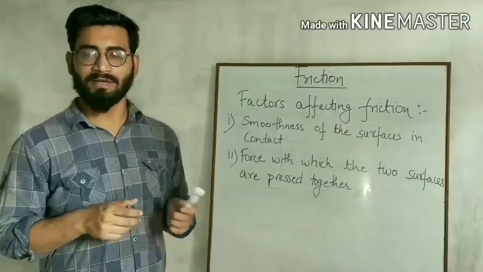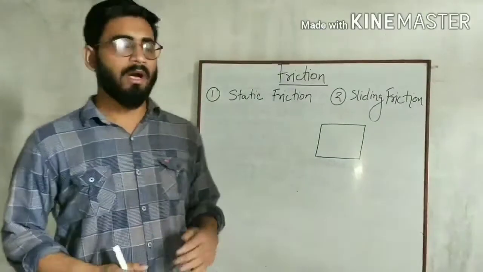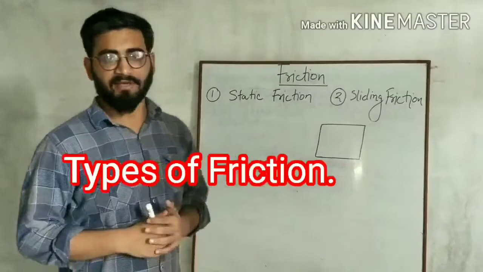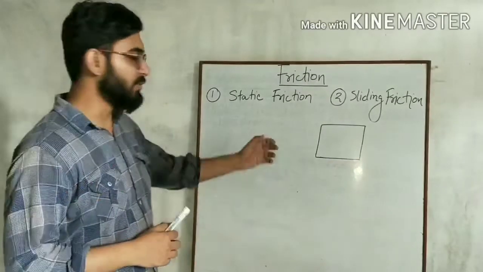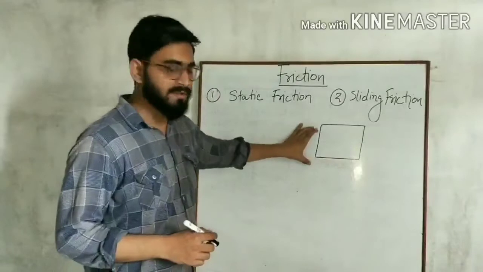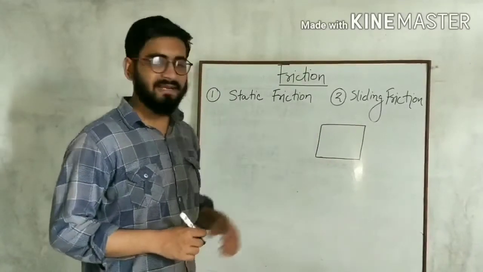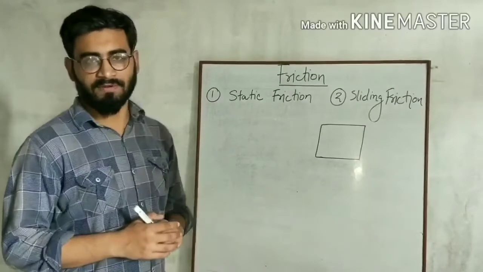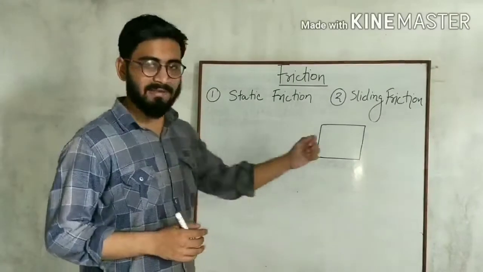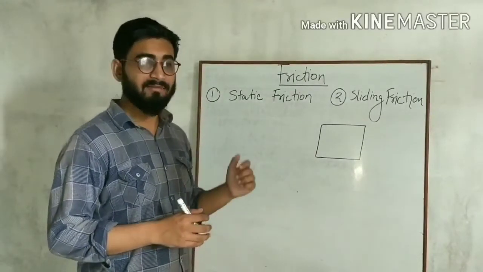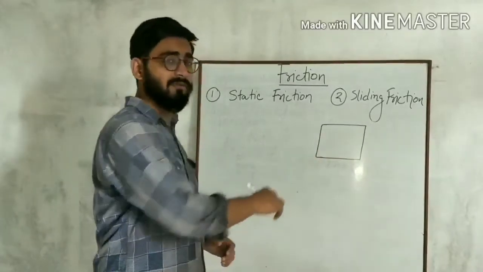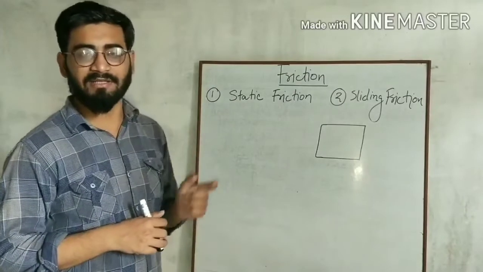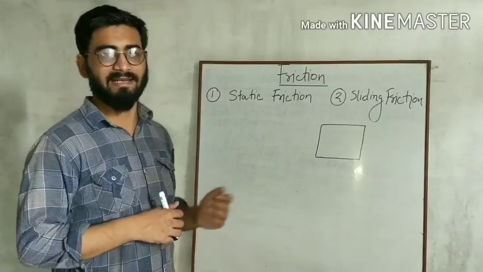I hope you understand. Now we are going to discuss the types of friction, that is static friction and sliding friction. Look here. Suppose this is a box which is at rest. Now we want to move this box. Then we need to apply some force. Why do we need to apply force? Because there is a frictional force that keeps this box at rest, and that frictional force is known as static friction.